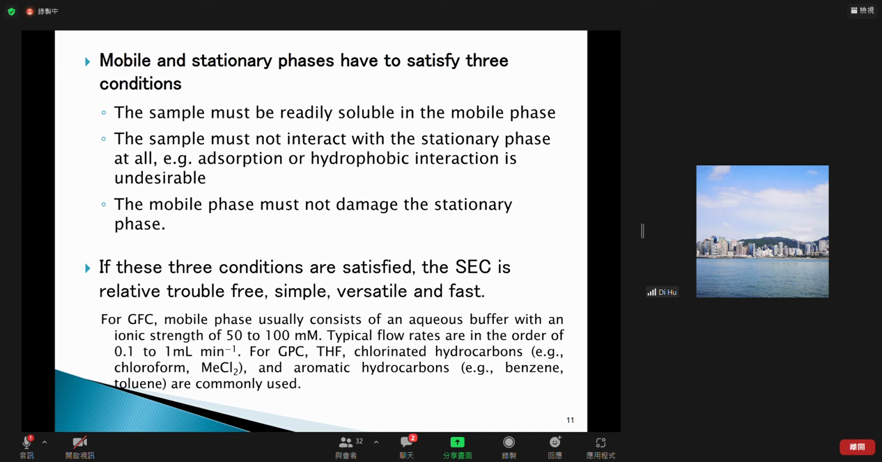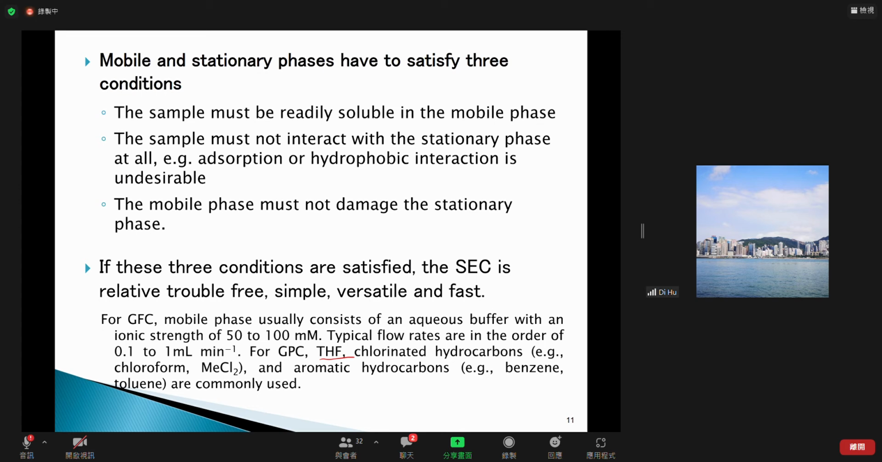But for gel permeation chromatography, THF, chlorinated hydrocarbons such as chloroform and methylene chloride, and aromatic hydrocarbons such as benzene, toluene, and m-cresol are commonly used. Because they need to dissolve what? They need to dissolve the analyte, which is soluble in less polar organic solvent. Also, because it has a small elution volume, we try to avoid any extra column volume.